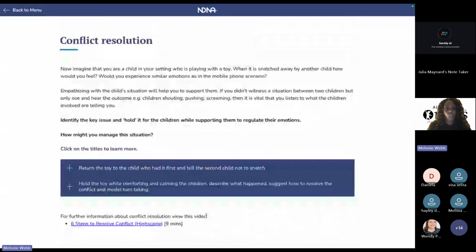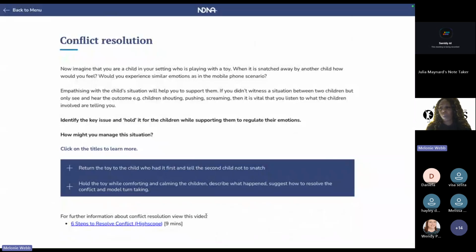Thank you so much. Now imagine that you're a child in your setting who's playing with a toy. When it's snatched away by another child, how would you feel? Again, we've just answered all of these things. Empathizing with the child's situation will help you to support them. If you didn't witness a situation between two children, but only see and hear the outcome, for example, children shouting, pushing, and screaming, then it's vital that you listen to what the children involved are telling you.